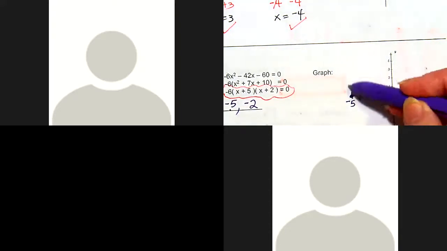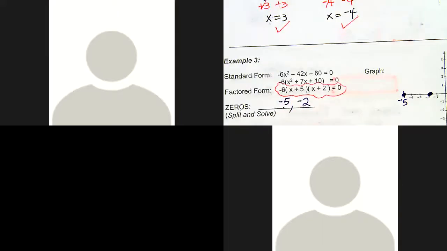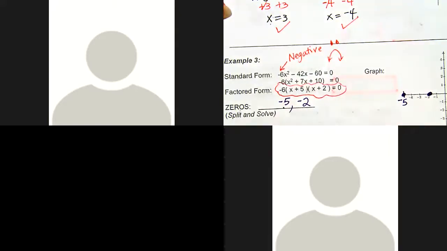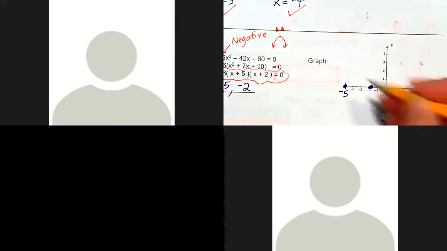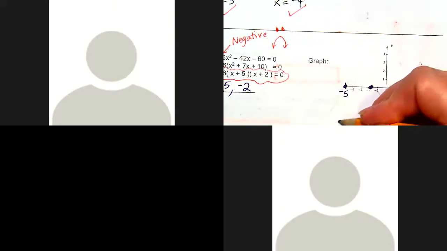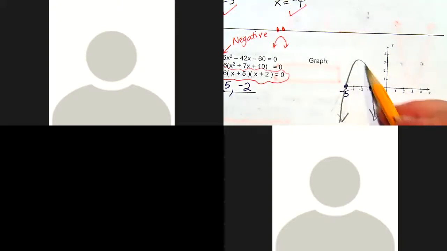Now the question is, does this one open up or open down? It's down. Why is it down? Because it's -6 in the beginning. This one we see a negative in the front, so it means things are looking down. Now again, I don't know how far up it goes or how far down, if it goes real skinny. I don't know where the vertex is, but it is going to go somehow, opens down between these 2 points.